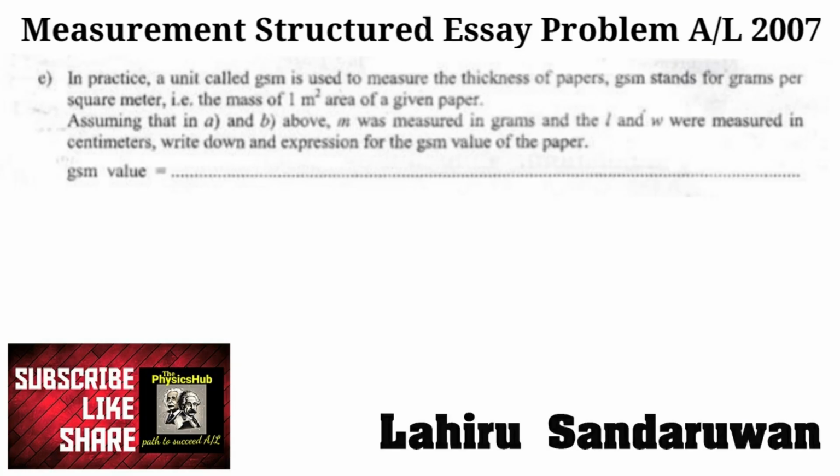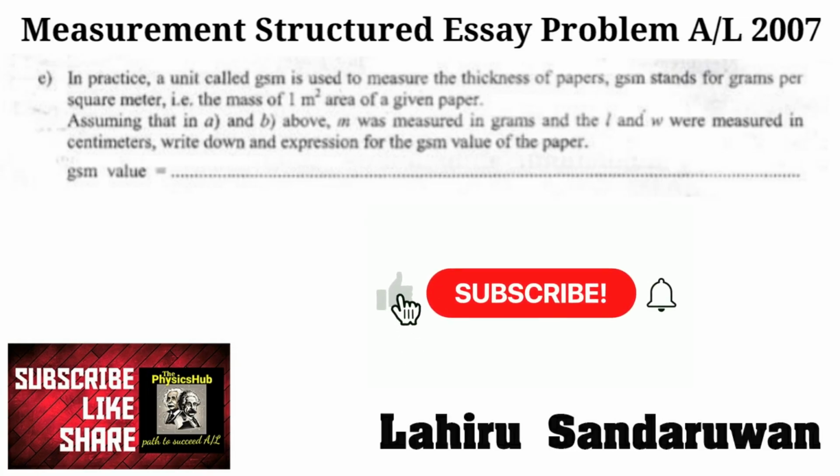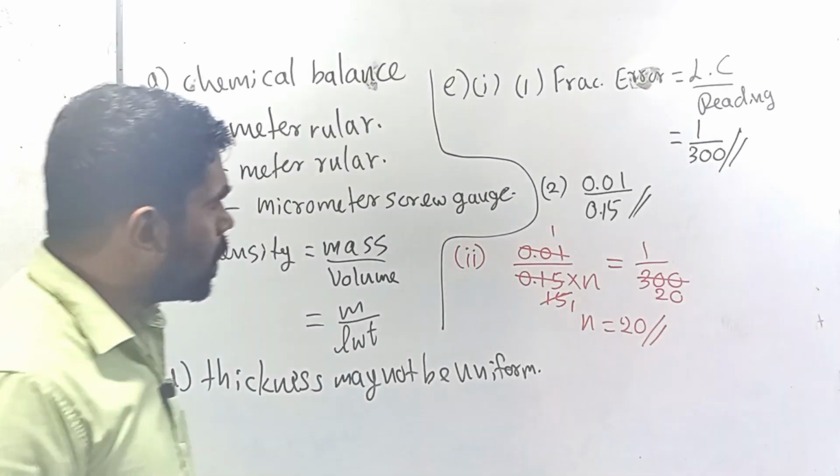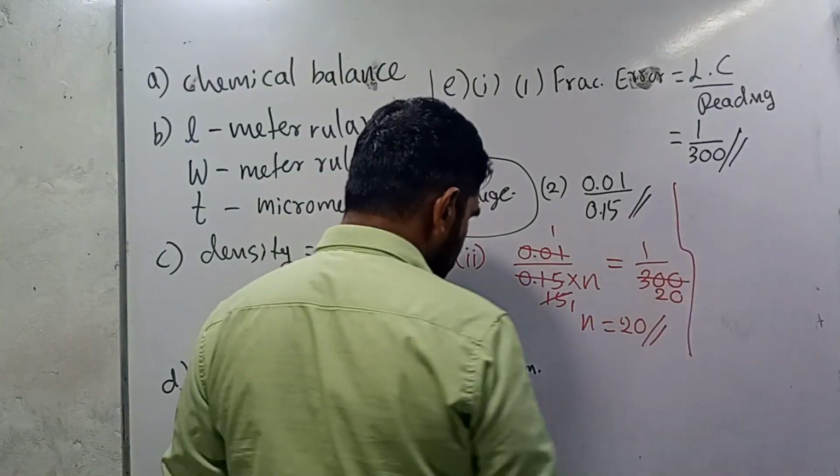Part F. In practice, a unit called GSM is used to measure the thickness of a paper. GSM stands for grams per square meter: the mass of 1 square meter area of a given paper. Assume that in A and B above, M was measured in grams and L and W are measured in centimeters. Not meters, it is given in centimeters. Write down an expression for the GSM value of the paper. GSM means grams per square meter.